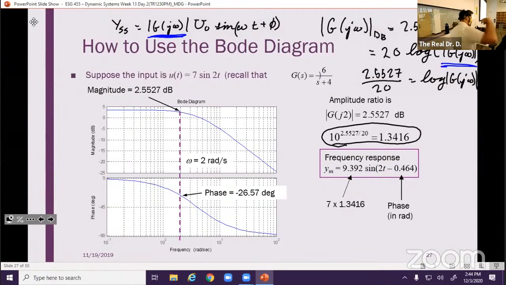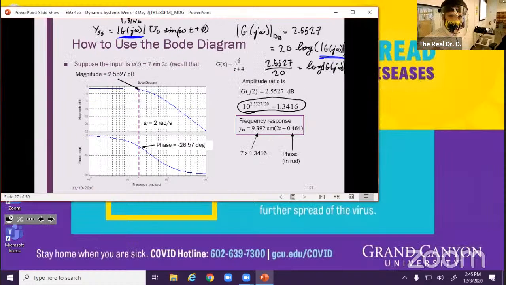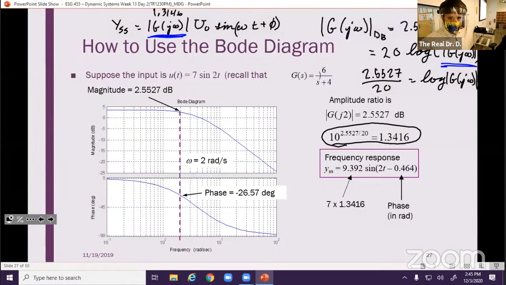So if I want to convert back, if I want to convert from decibel back to unitless, it's 10 to the g of j omega in decibels divided by 20. That's what it is. And we get 1.3416, right? So this is 1.3146. Oh, no, thank you. Times 7, right? Because U naught was 7.